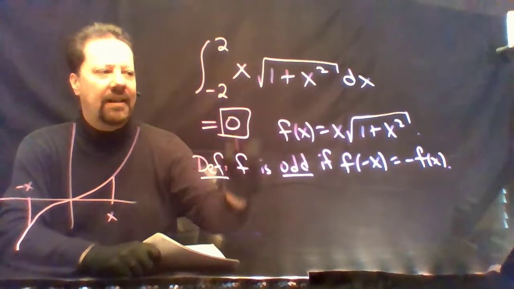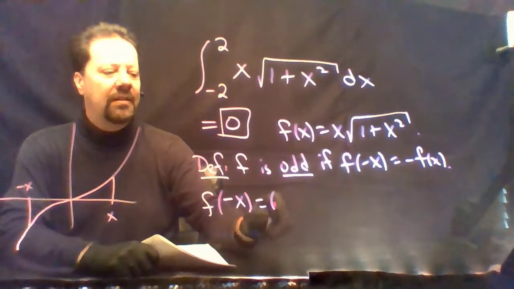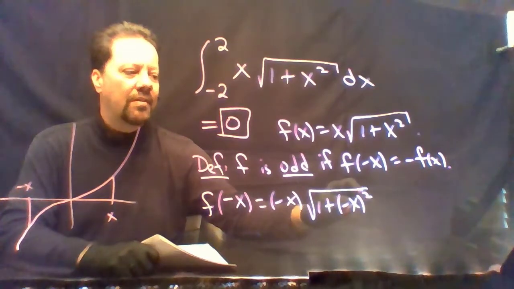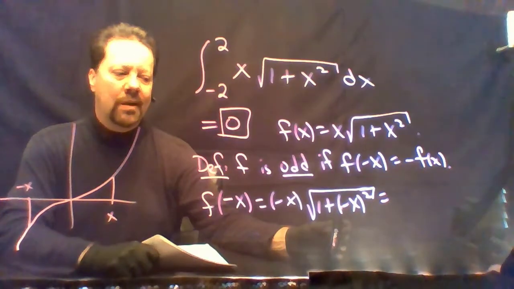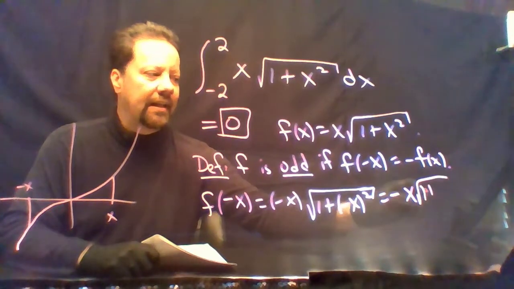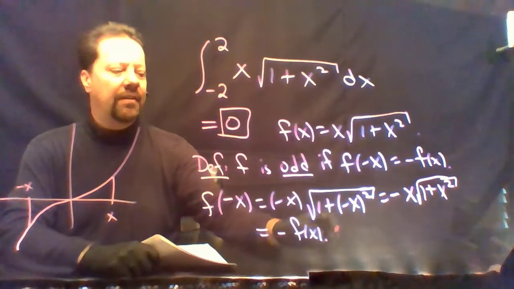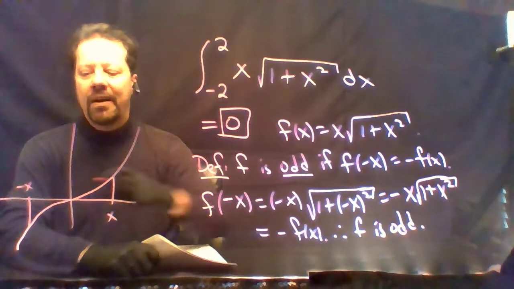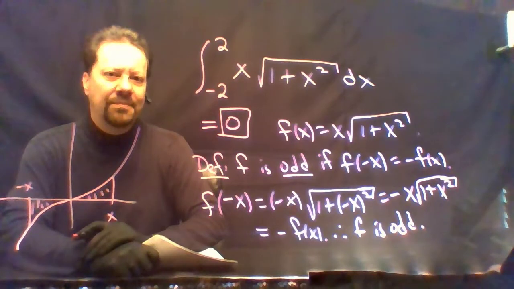Is this integrand odd? Well, if you replace x by negative x, sure, you'll get a negative x out front, and then 1 plus negative x squared. The negative on the x under the radical gets squared away, whereas the negative out front can just be detached as an independent negative. We end up with the negative of the original function. Therefore, f is, in fact, odd. And so whenever you integrate a function that is odd from negative a to a, you must get 0.